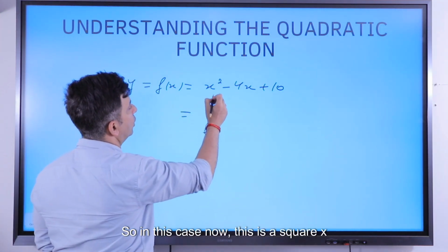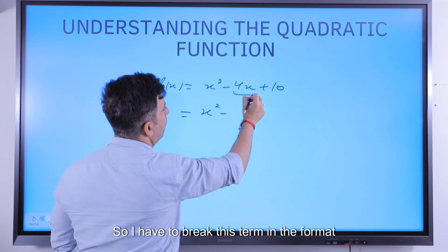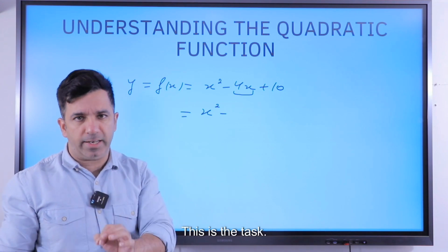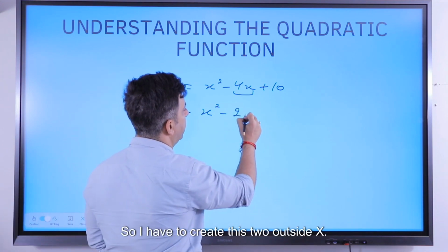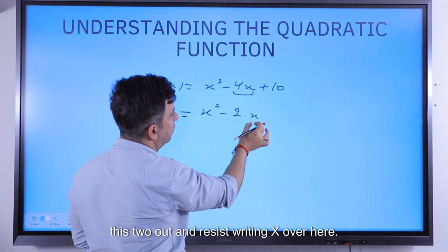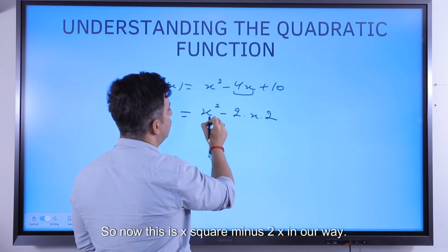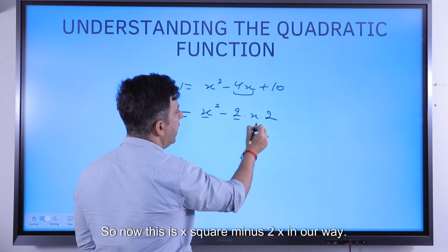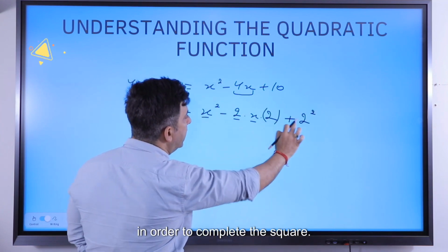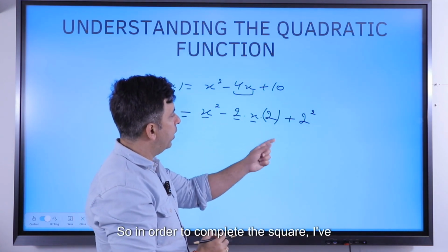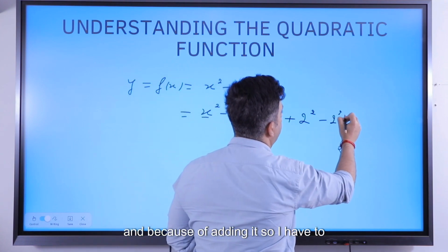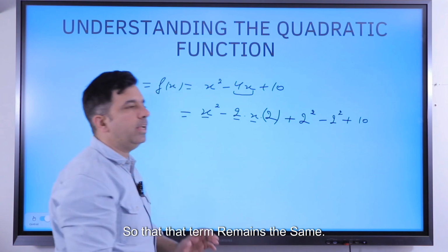So in this case, now this is a square, x². So I have to break this term in the format of 2ab. Always in any such question, this is the task. So I have to create this 2 outside x. So what is left after taking this 2 out and just writing x over here, I'm left with a 2 now. So now this is x² - 2x, in a way this is y. So I just need a y² here in order to complete this square. So in order to complete this square, I've added this y², which is in a way 4, and because I've added it, I have to subtract it as well, so that the term remains the same.